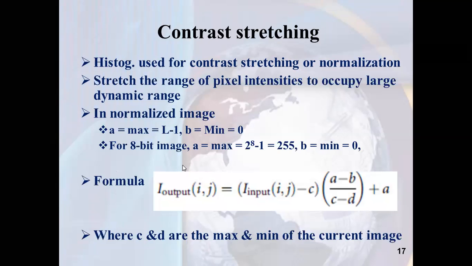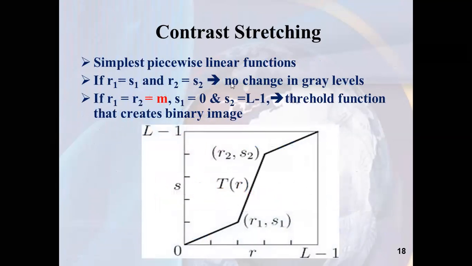So this is the formula: I output equals (I input minus C) times (B minus A) over (D minus C), plus A. C, D are the minimum and maximum of the current image. وبالطبع ال A and B are the theoretical minimum and theoretical maximum of the image. So this is a contrast stretching.